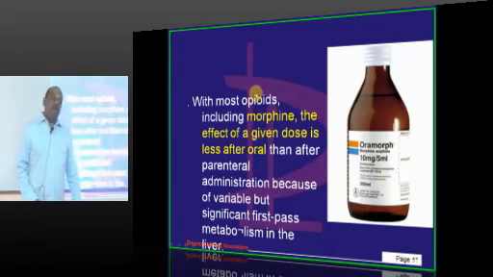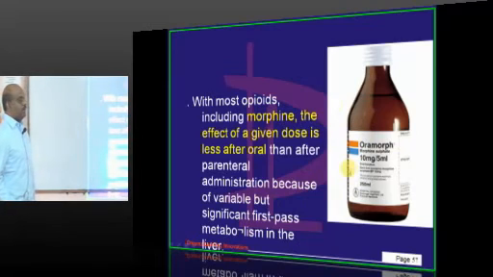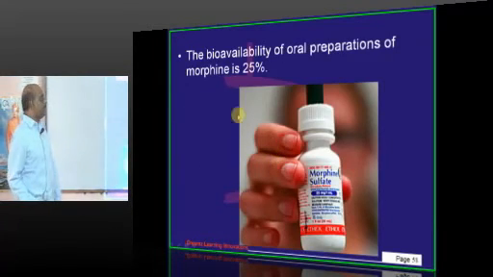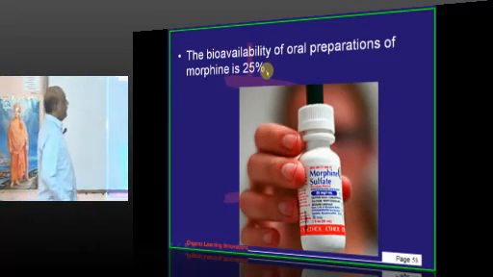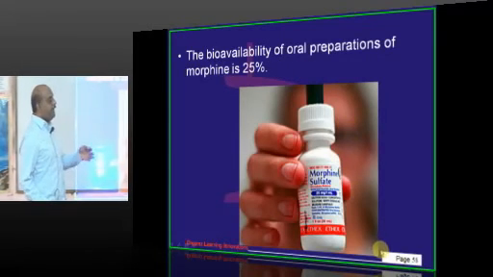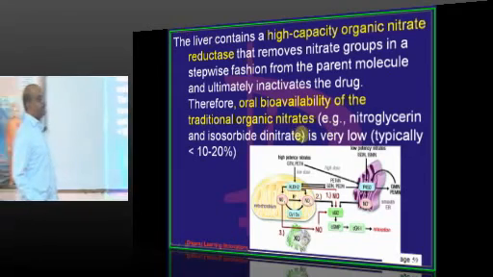So with most of the drugs, including morphine, the first pass metabolism is very, very high, so that the orally administered drug reaches the systemic circulation very little. That's a point to be appreciated. And the bioavailability, if you take morphine, is less than 25%. Only 25% reaches the systemic circulation.